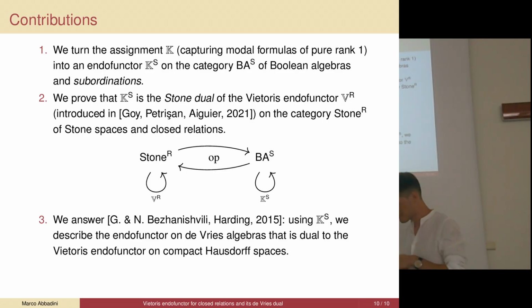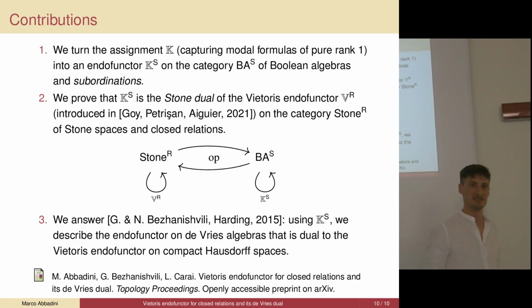And finally, and actually this is the reason why we got interested in this, we managed to answer a question in a paper from 2015. The question was, how do you describe, under de Vries duality, the dual of the Vietoris endofunctor on compact Hausdorff spaces? And by using this endofunctor K_S, we get one such description. Okay, and you can find some more details in this paper.